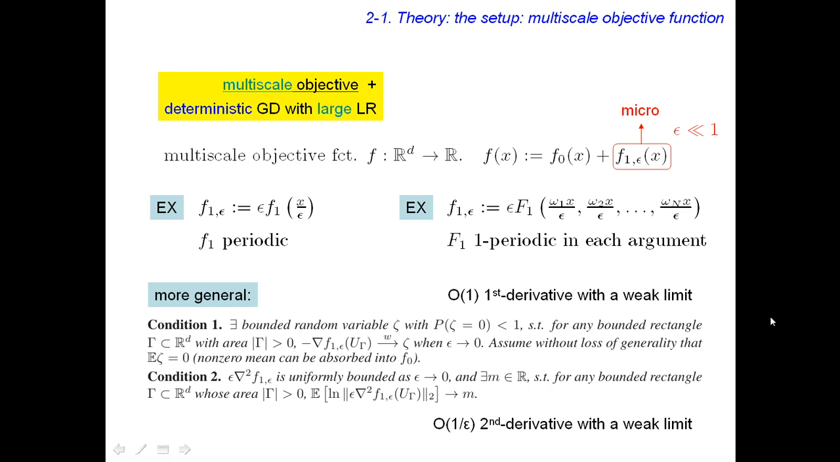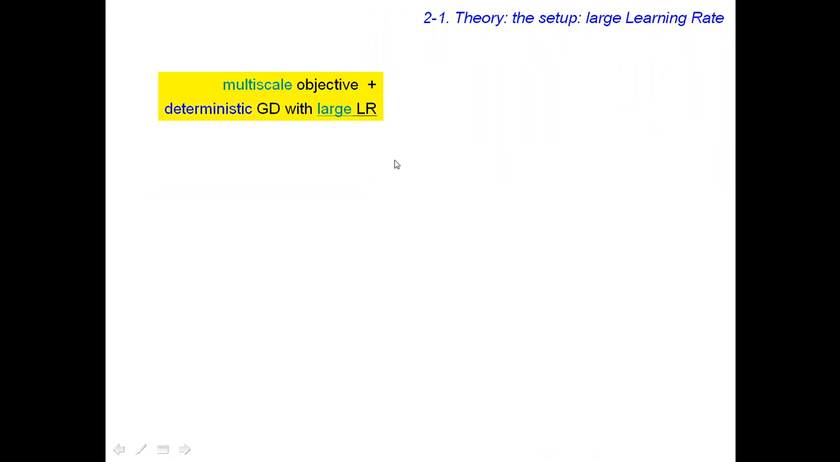The second condition is similar. I require that the second derivative will be at order 1 over epsilon, and it has some limit as well. So here there's a typo. It's not a weak limit, it's just a limit. And if you think about it, that's also very natural. For example, if you look at this periodic situation, if you take two derivatives, you get 1 over epsilon squared, which after multiplication with this epsilon results in a scale of 1 over epsilon. So that's the multiscale objective our theory will require.